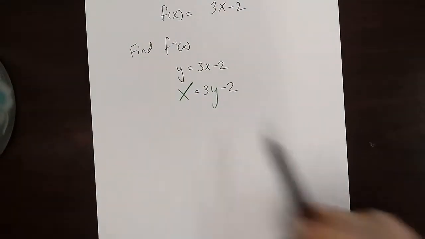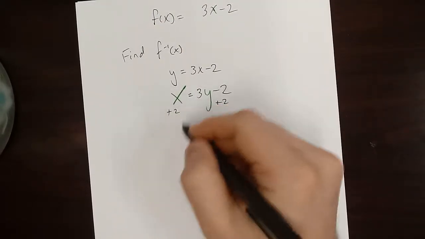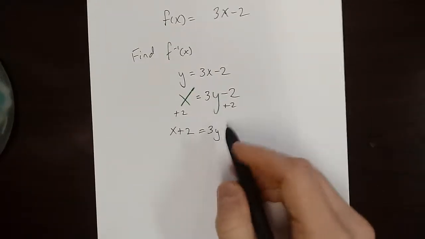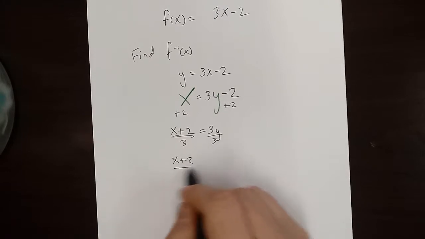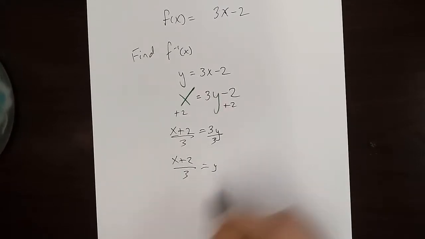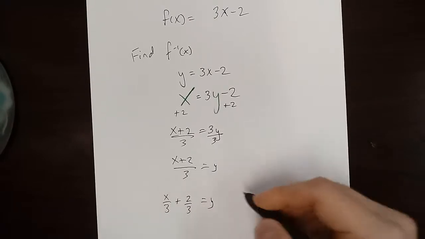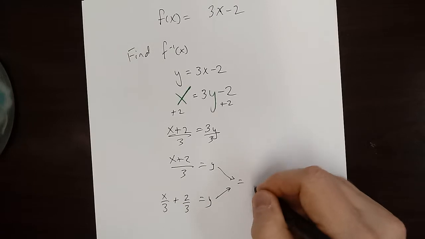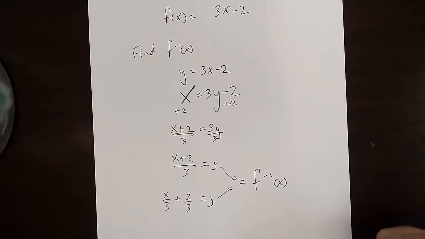And all we're trying to do is get y back by itself. So I'll have to add the 2 to both sides here. Get x plus 2 is equal to 3y. Well, and then if I want to get y by itself, I'll just divide both sides by 3. And so I could write this as x plus 2 over 3, or I could write x over 3 plus 2 over 3. In either case, instead of writing y, we're going to write f inverse.